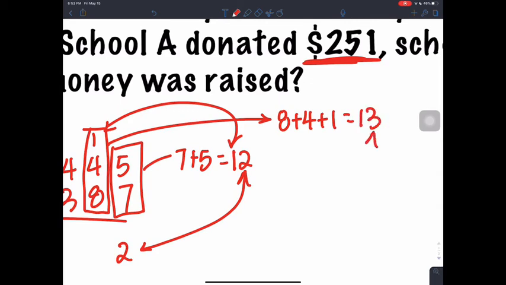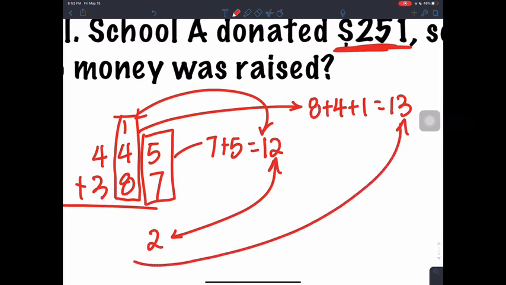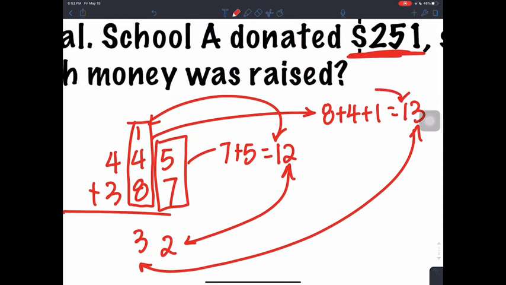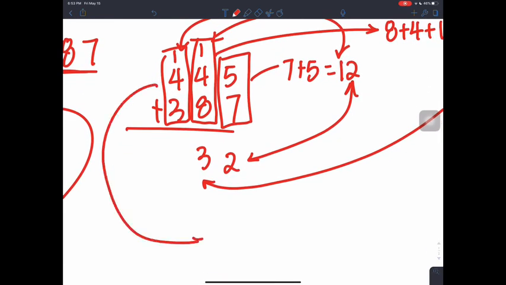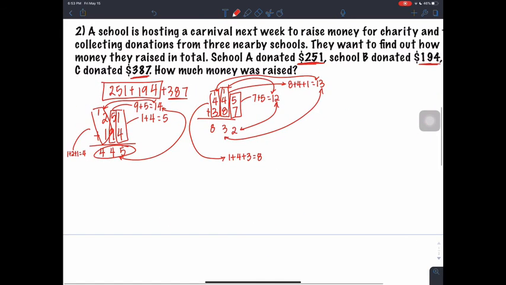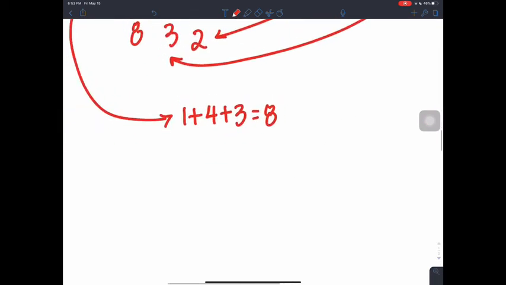So the 3 from the ones place goes underneath, 3, and then the 1 from the tens place gets added to this third column. So then over here we have 1 plus 4 plus 3, which gives us 8, and the 8 goes underneath. So how much money was raised? $832 was raised.